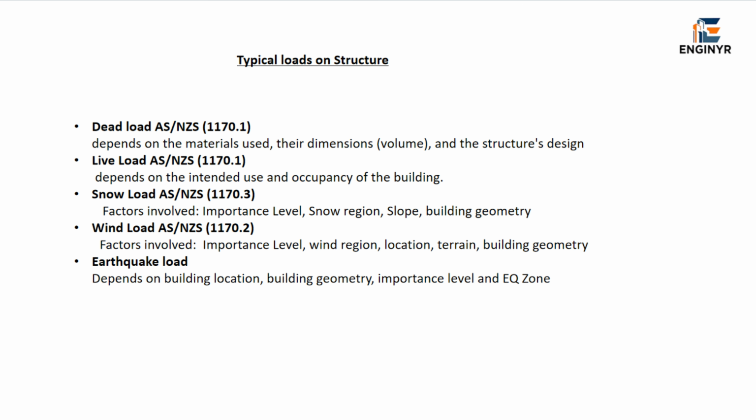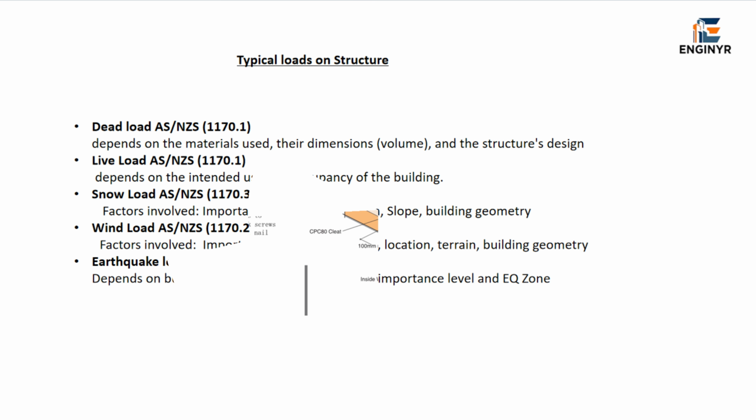Snow load under AS/NZS 1170.3 is influenced by importance level, snow region, roof slope, and building geometry. Wind load under AS/NZS 1170.2 depends on importance level, wind region, site location, terrain, and building geometry. And finally, earthquake load depends on the building's location, geometry, importance level, and the seismic zone it sits in.